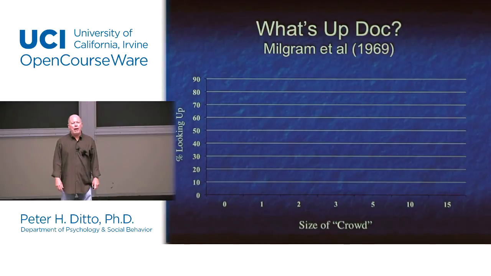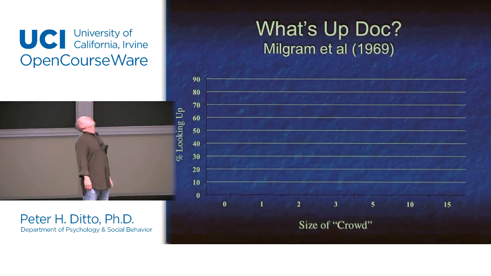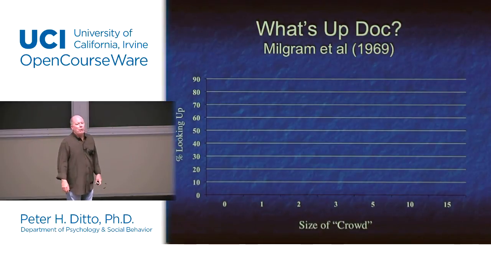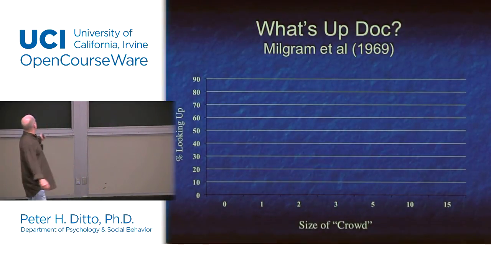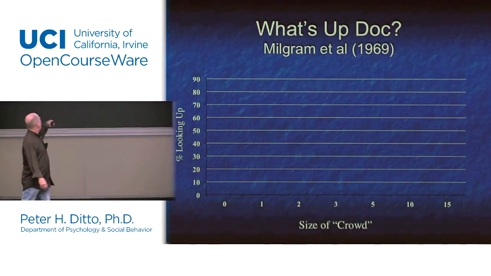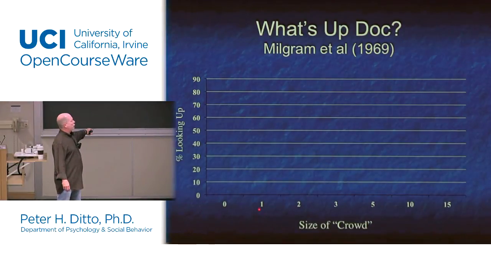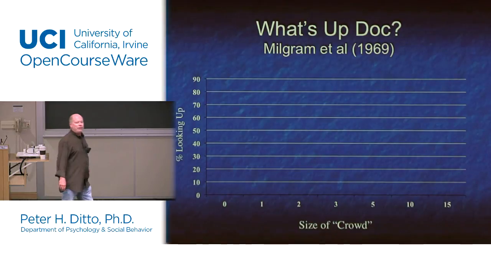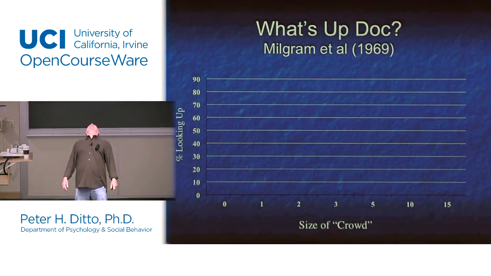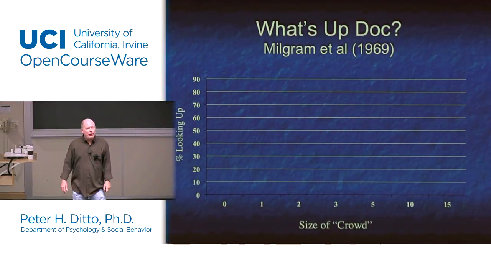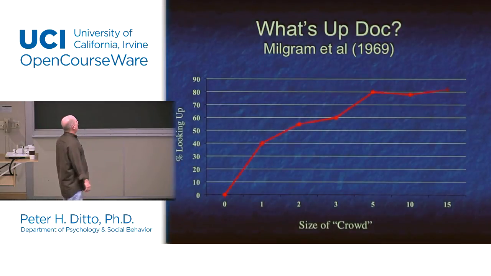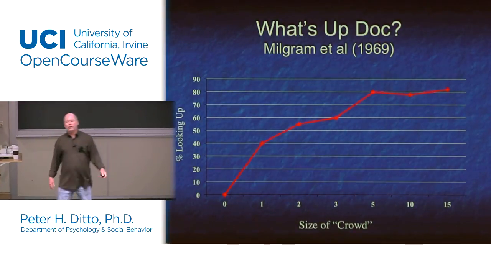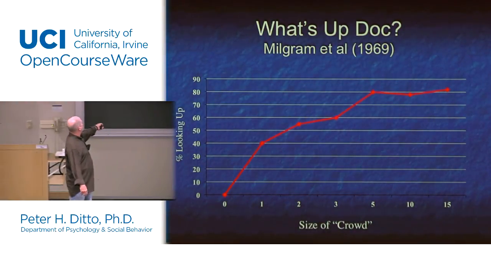And they just simply measured how likely the next person coming up stopped and looked up. And what they found is, he either put one person, or, what's the chance that they just would spontaneously do it? There's one person standing in the street looking up, then 2, 3, 5, 10, 15 people standing in the street going like this. So what do people do? They look up, right? So this is just the probability that somebody looks up. Again, nobody does it spontaneously.